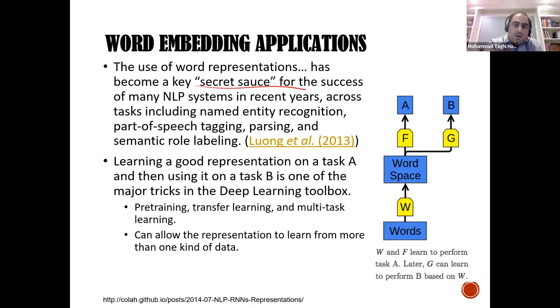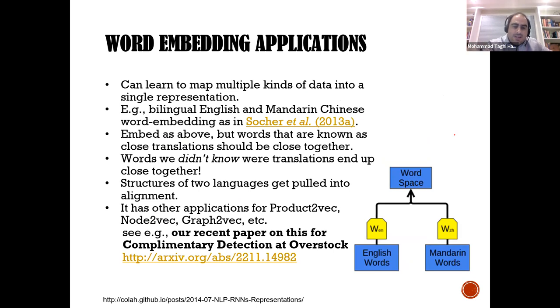It is a secret sauce for lots of applications in NLP, like entity recognition, part of speech tagging, parsing, etc. Not only does it have applications here, it also has applications in transfer learning. I don't have time to mention it, and it is beyond this class. You may learn these vectors for one task, and then use them for totally different tasks, and still get a good result. It also has applications in lots of other things, especially recommendation systems.